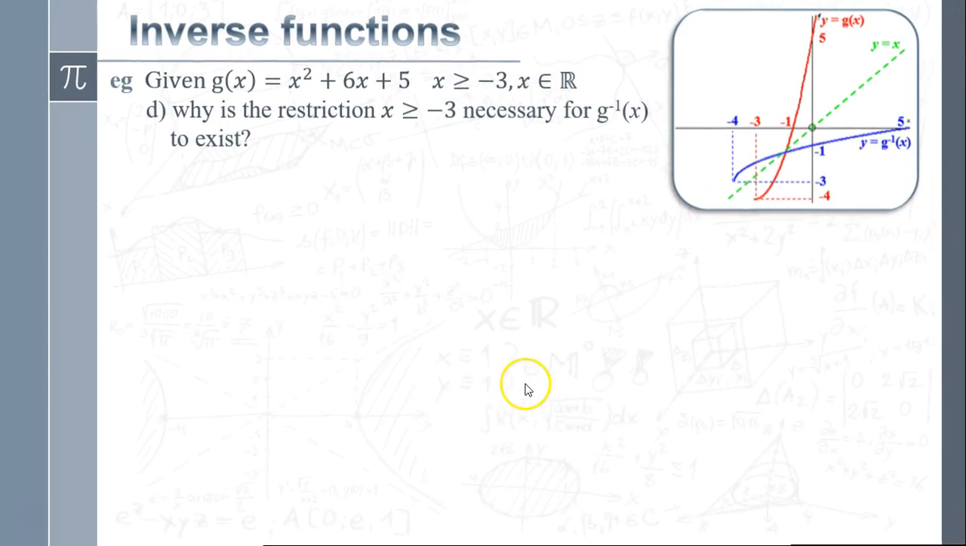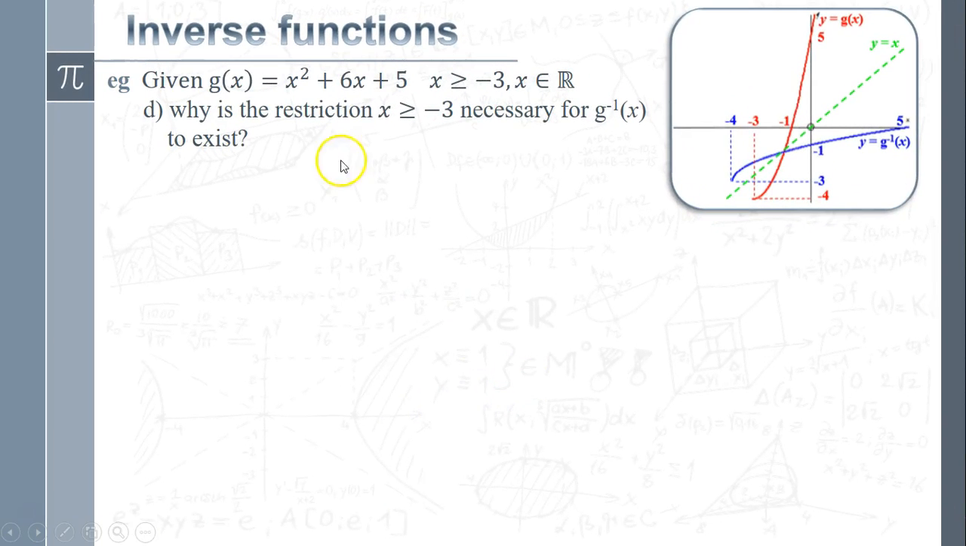Right, on we go to part D. So why is the restriction x greater than or equal to minus 3 necessary for g to the minus 1 of x to exist? And that goes back to what we said right at the start, which is for an inverse to exist, it's got to be a one-to-one function.